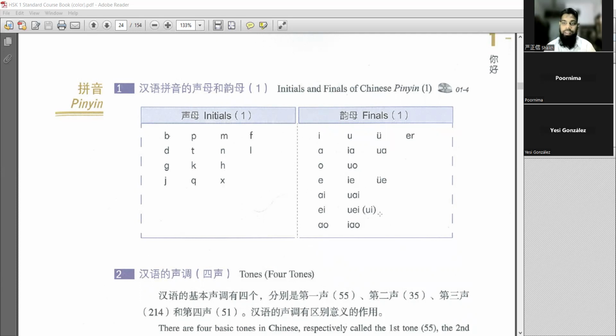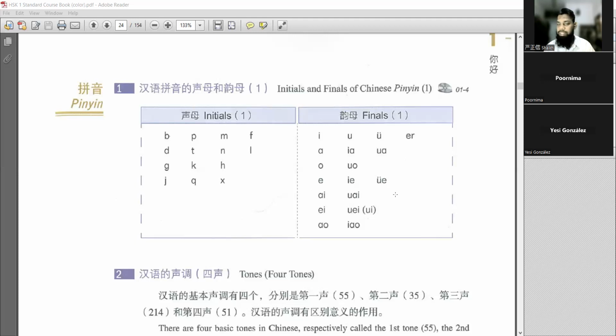And then we have the finals. So let's review them. For the pronunciation of u, you need to round your lips, and then you have to blow the air, and then you will feel the sound, and also you will feel the vibration in your mouth. And then er. Then it's ya, wa, o, wo, ye, yi, and so on.